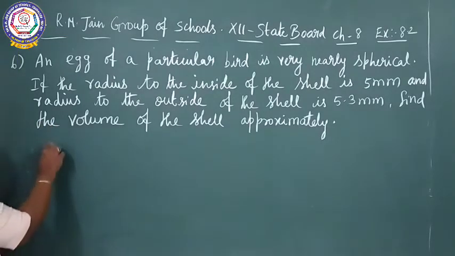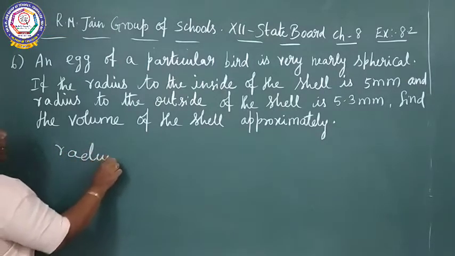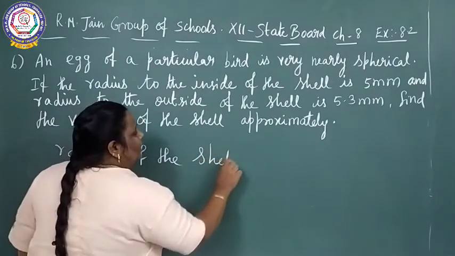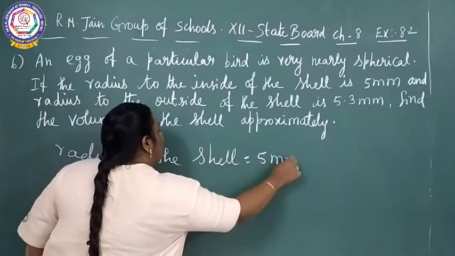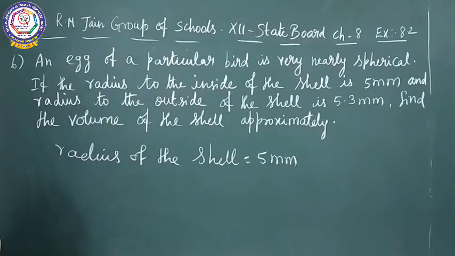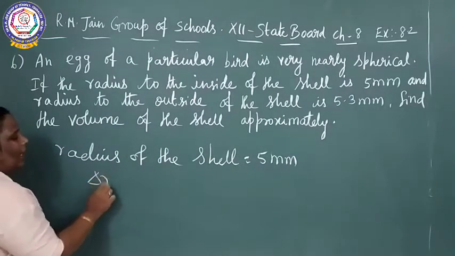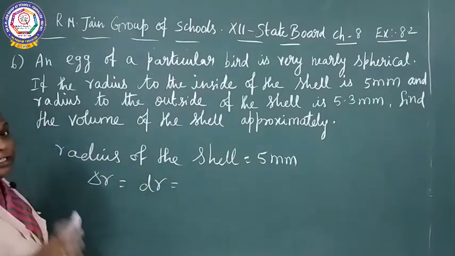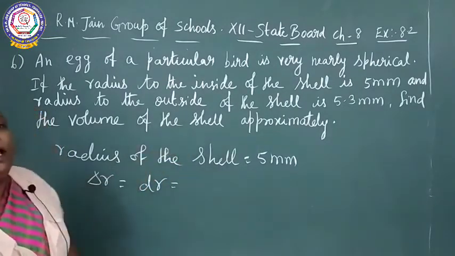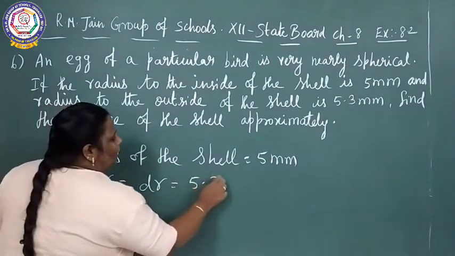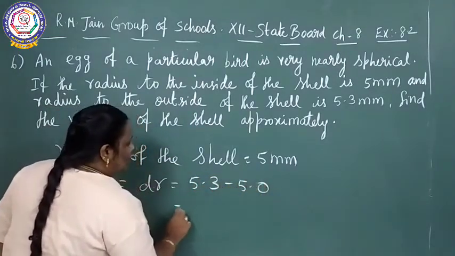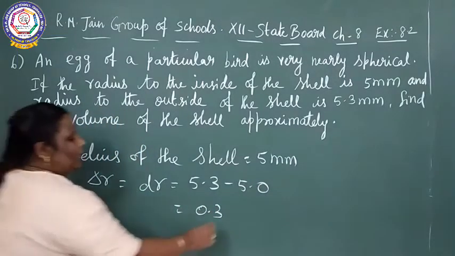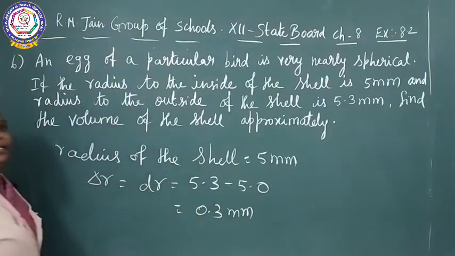So the radius of the shell is equal to 5 millimeter. Delta R equal to dr, that is the change, the difference between outside and inside: 5.3 minus 5.0 gives 0.3 mm. Next, volume of the sphere.